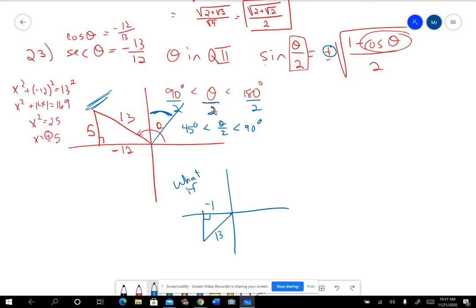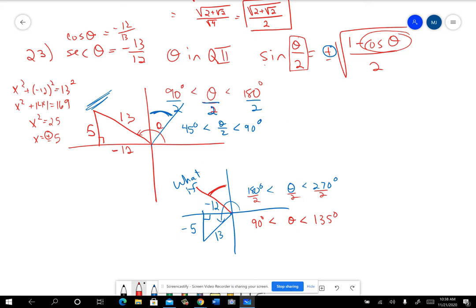This would be 13, this would be negative 12, this would be negative 5, okay? Theta's in quadrant 3, so that means theta was between 180 and 270. You have to think about theta divided by 2, and notice that theta divided by 2 would be between 90 and 135. So it would be over here. And you see how if you're not careful, you can mess things up.